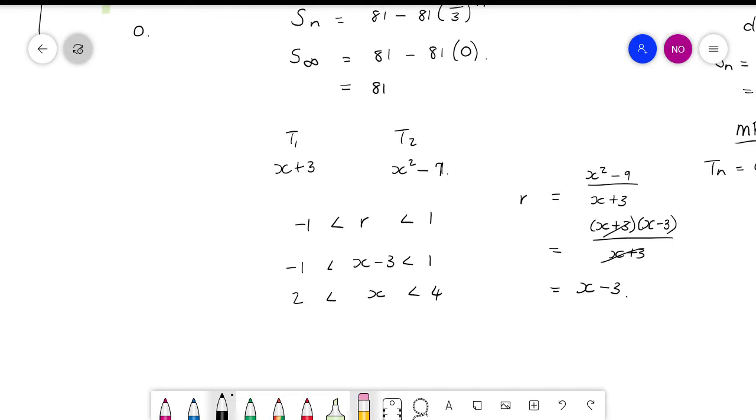For all values of x between 2 and 4, this series will converge. It's easy to do it like this. That's what I do in my head. No? Because how do you get rid of a negative 3? You add 3. So then it's just plus 3 plus 3 plus 3.